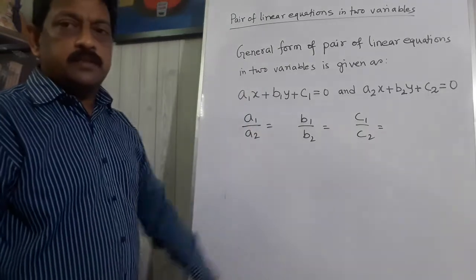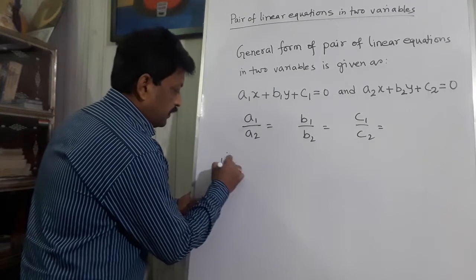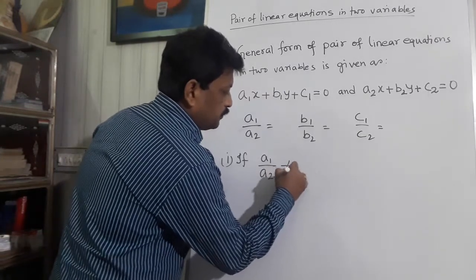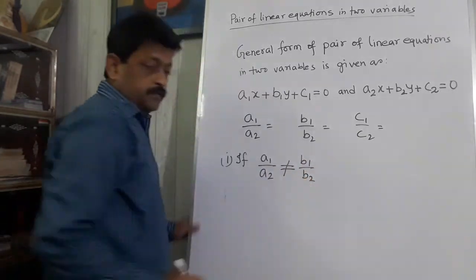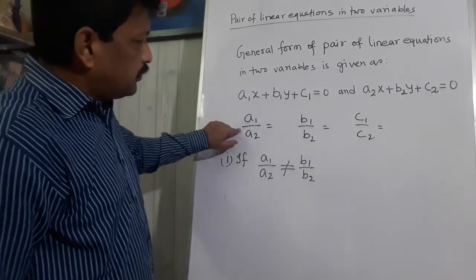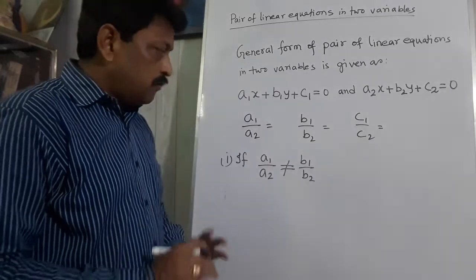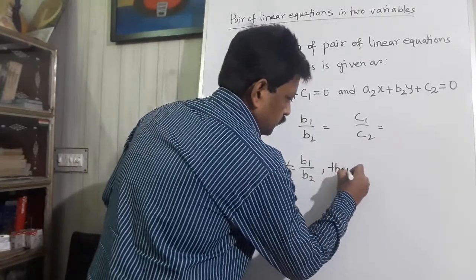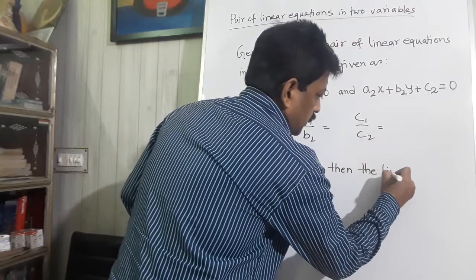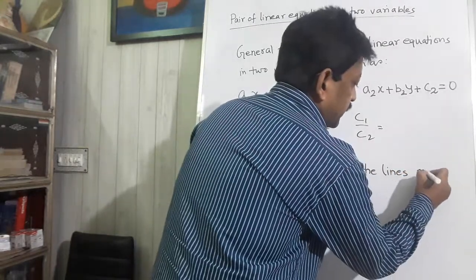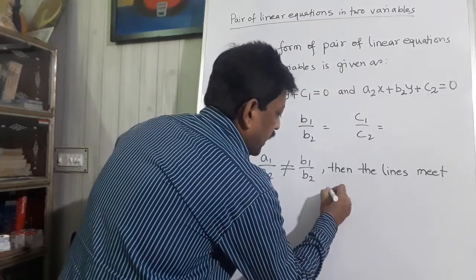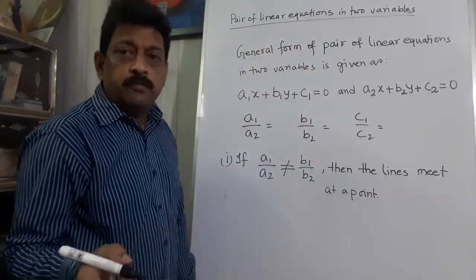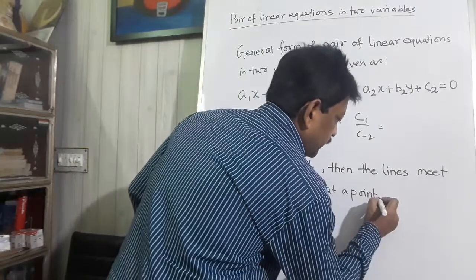Okay, after finding these, if it is found that the ratio of a1 by a2 is not equal to b1 by b2, that is a1 by a2 not equals to b1 by b2, then the lines meet at a point, that is they will form intersecting lines.